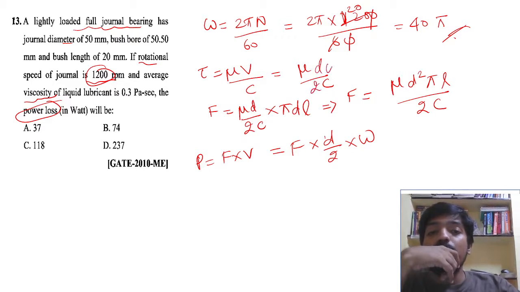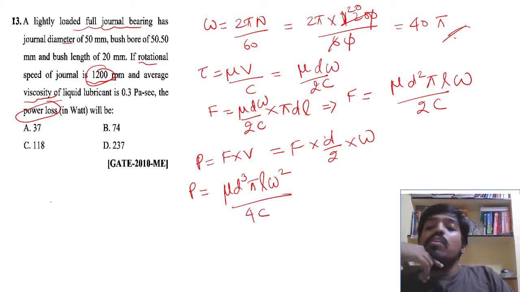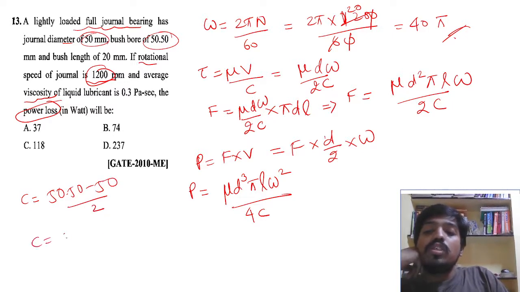Okay, d by 2 into. Where is this omega? I left this omega, no? Omega should be there. So this power is equal to mu times d cube pi L omega square by 4C. What is the C value? C value is equal to outer bush minus inner bush, 50.50 minus 50 divided by 2.